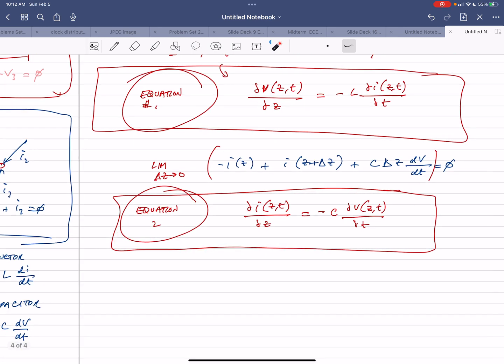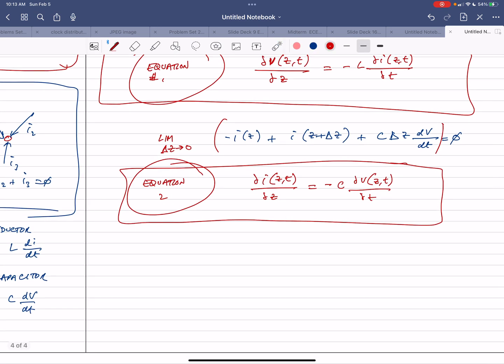So I've got two equations and two unknowns. I'm going to try to solve it by taking the z derivative of this, so basically taking the double derivative. That's step 1. So I'm going to take equation 1 and take the derivative of it.